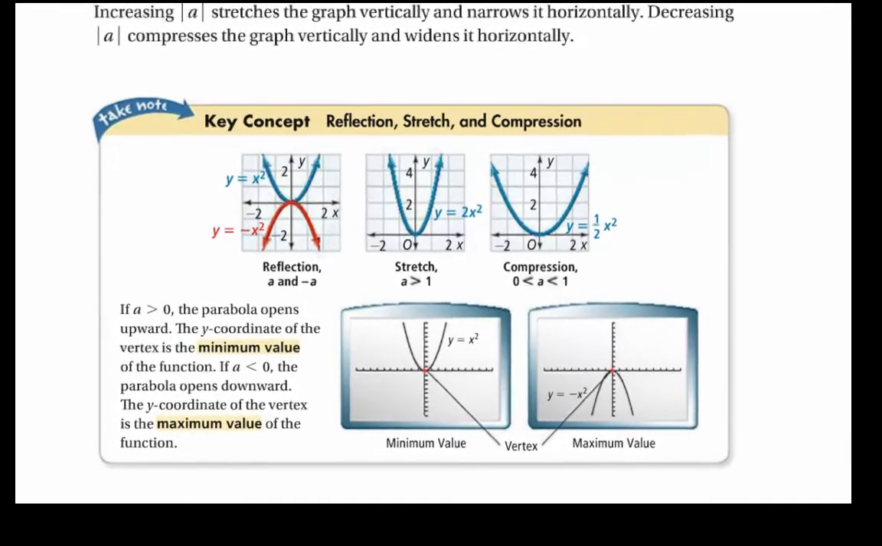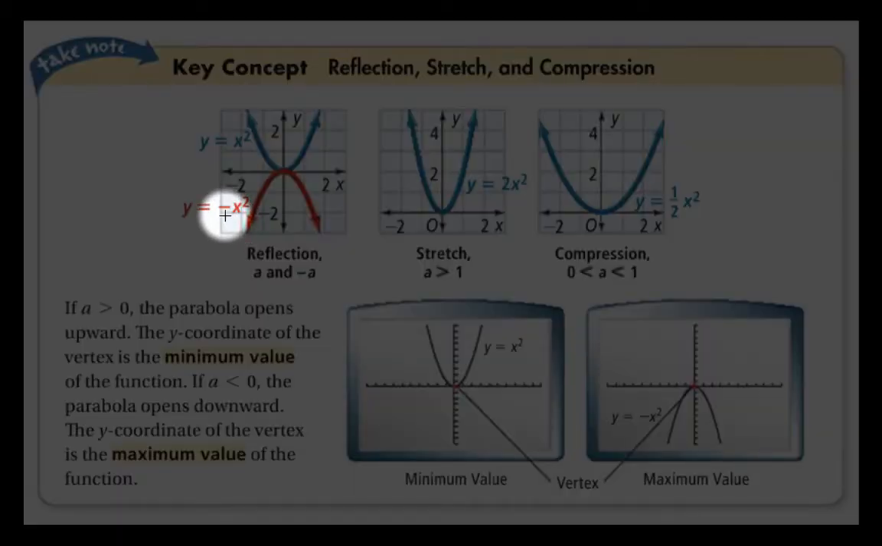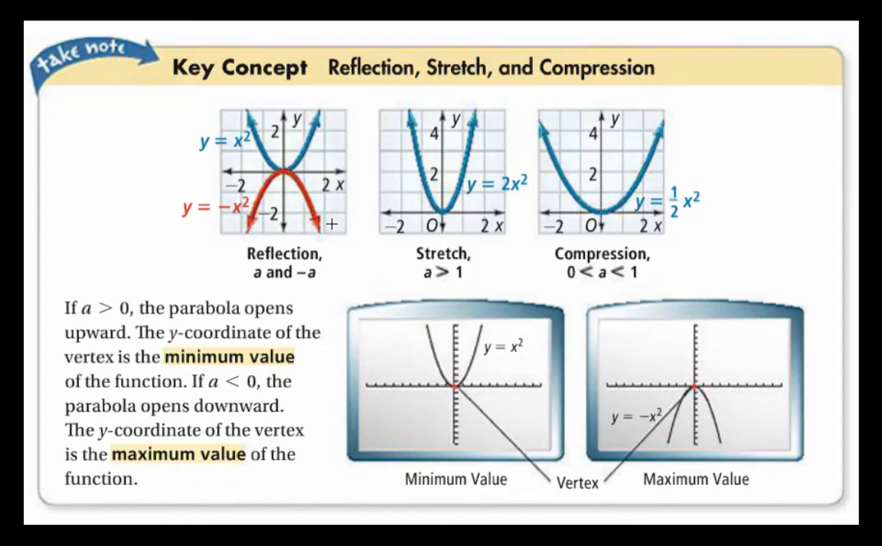Okay, so here we have a couple different graphs. In our first graph, the blue curve is x squared and the red curve is negative x squared. So you can see when we put this negative in front of x squared, we now get a reflection across the x-axis. The stretch concept here: if a is greater than 1, say y equals 2x squared, then we get a graph that is narrower. So it stretches vertically and narrows horizontally, meaning the y values are increasing at a faster rate as x increases than they are on the parent function.